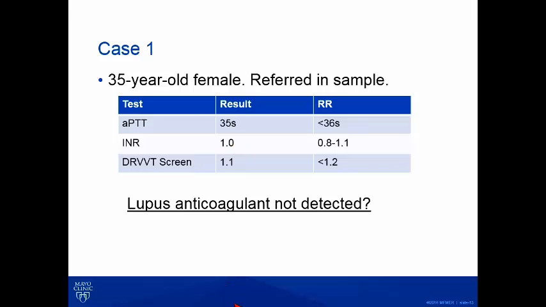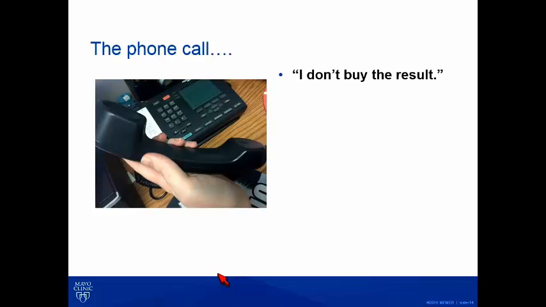Right, so if you got these results and I hadn't maybe given you some clues, you'd probably say lupus anticoagulant not detected, write it off and move on. This is great to get. But then you get the phone call from the clinician. I don't buy this result. I don't buy it.